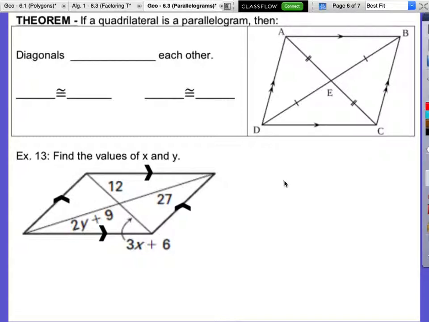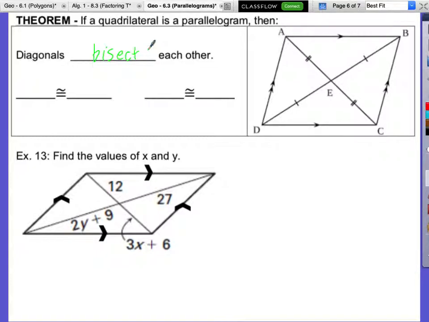Okay. A quadrilateral is a parallelogram if and only if the diagonals bisect each other. If diagonals bisect each other, what does bisect mean? Where they cross each other and they're in the middle. They intersect at each other's midpoints. Does that mean the diagonals are congruent? No, not necessarily. It just means they cut each other in half.